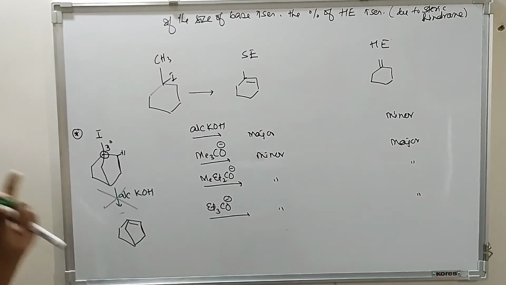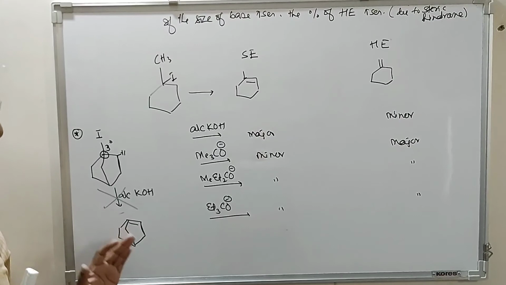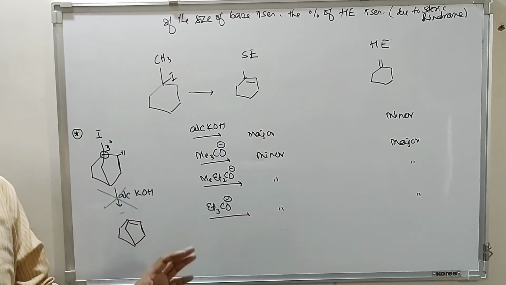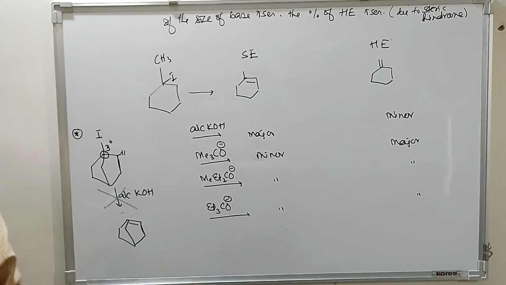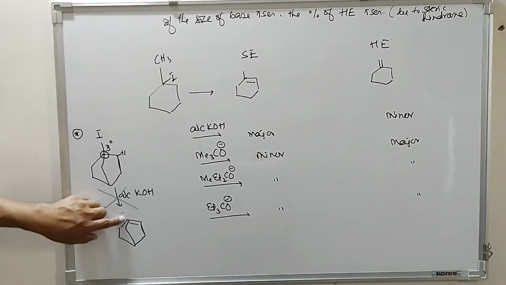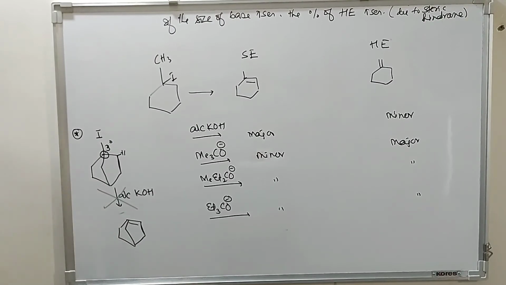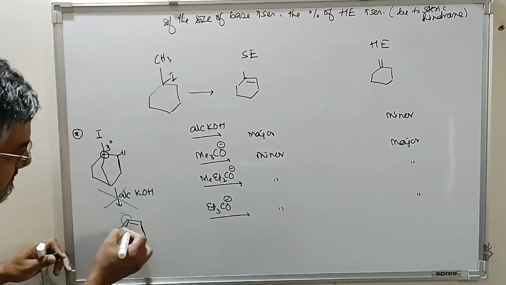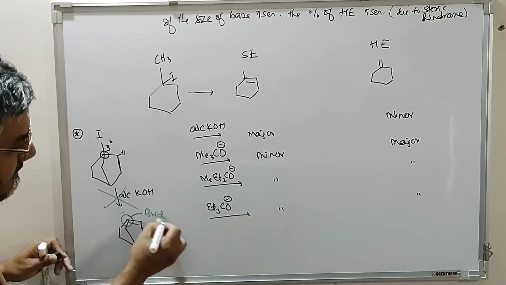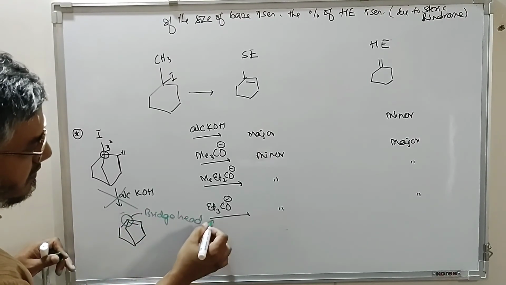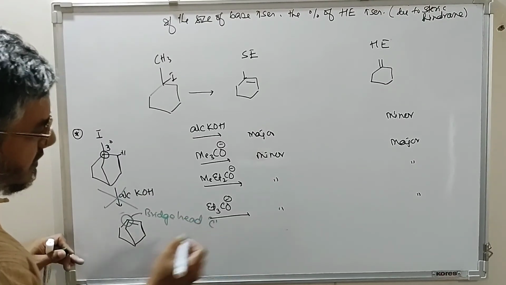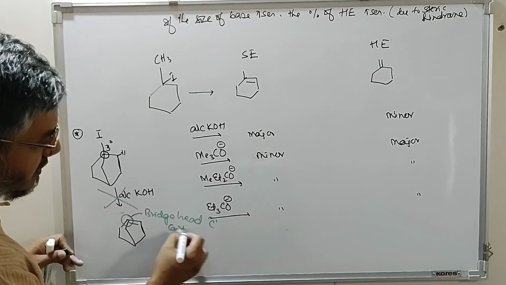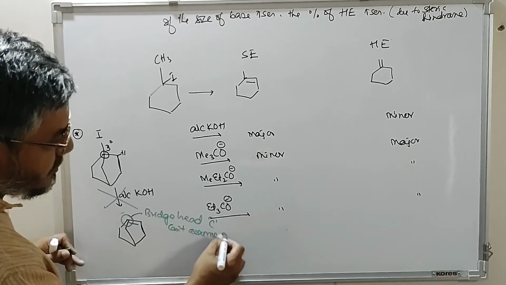So this is a very important aspect for this E2 reaction. During the course of E2 reaction, the transition state has to acquire alkene character. Alkene character means the carbon should be sp2 hybridized. Now look at this, we have a bridgehead. The bridgehead carbon can never assume planarity. So this is the bridgehead carbon. Bridgehead carbon cannot assume planarity.